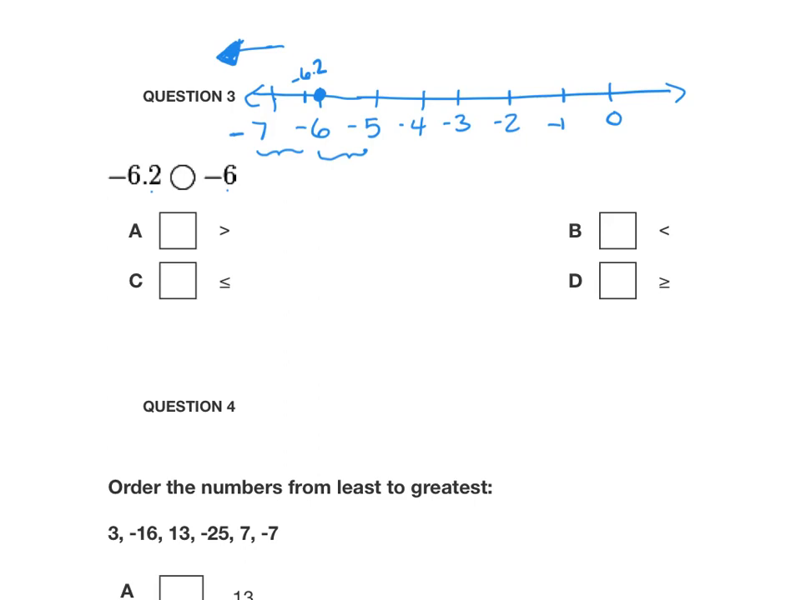So which one is greater? Is it the negative 6 or negative 6.2? The negative 6 is the greatest. So that means it points to the smaller, which is negative 6.2. So negative 6.2 is less than negative 6. So that answer is B.